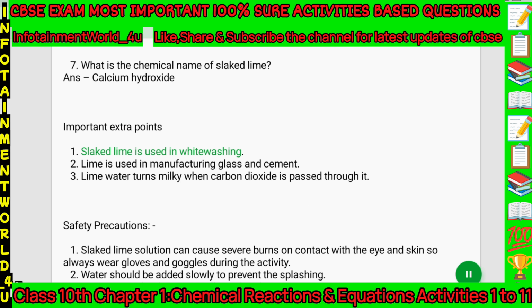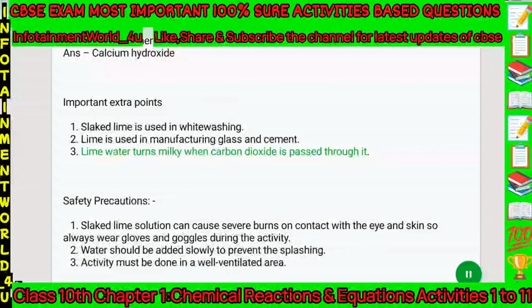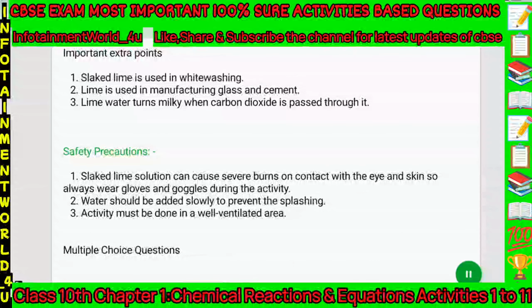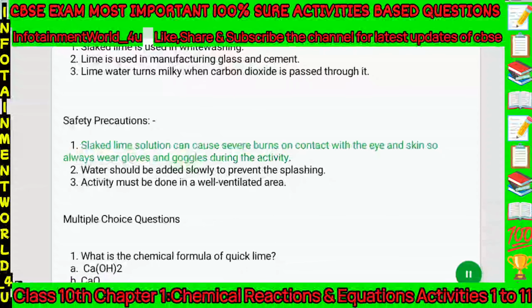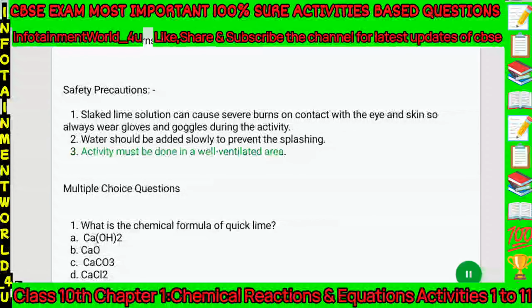1. Slaked lime is used in whitewashing. 2. Lime is used in manufacturing glass and cement. 3. Lime water turns milky when carbon dioxide is passed through it. Safety precautions. 1. Slaked lime solution can cause severe burns on contact with the eye and skin, so always wear gloves and goggles during the activity. 2. Water should be added slowly to prevent splashing. 3. Activity must be done in a well-ventilated area.